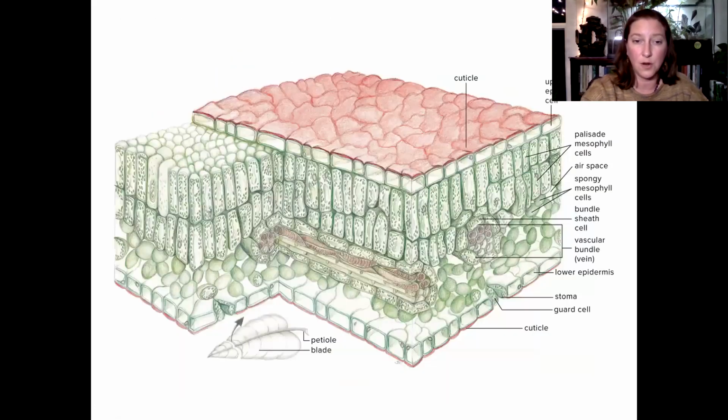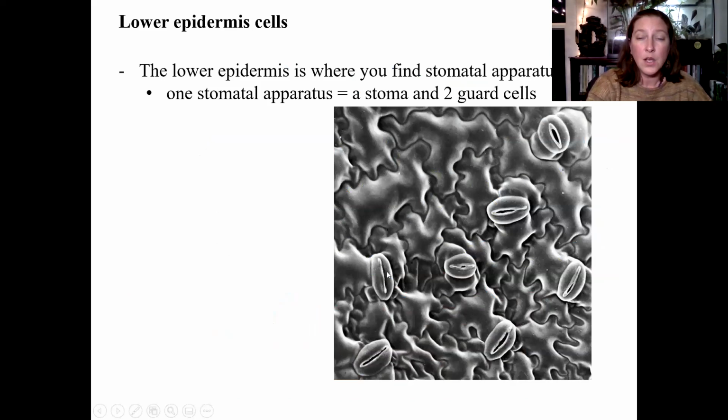So if we go back here, remember I said this is the lower epidermis, and you see this thing here. That's one of those holes. That's one of those holes. Here's another one here. Just to get you oriented of where they are on this leaf cross section. So here we're looking at a microscope slide of the lower epidermis, where these structures are found.